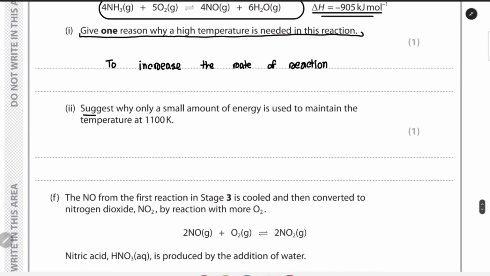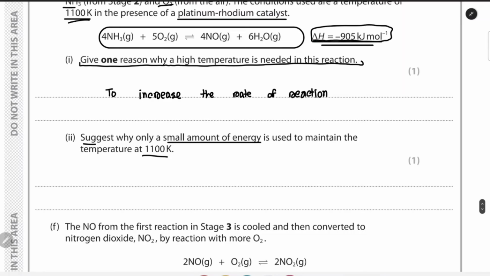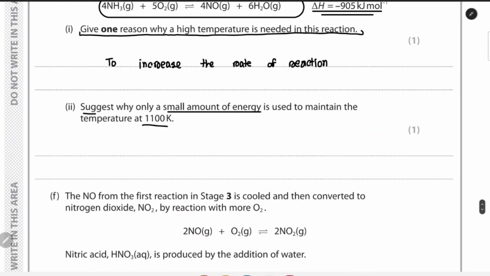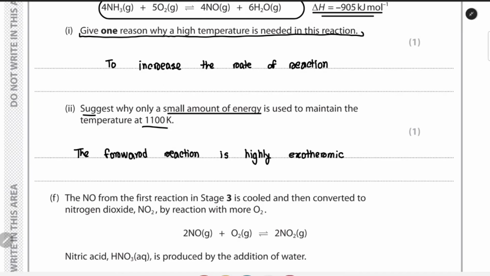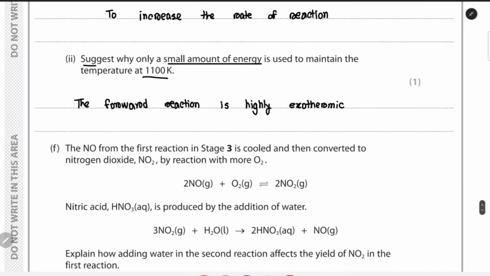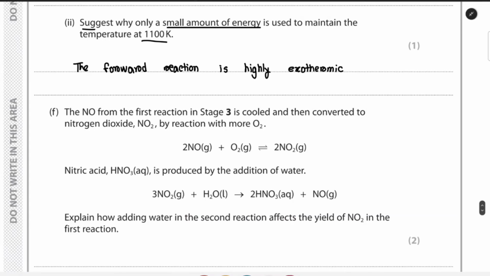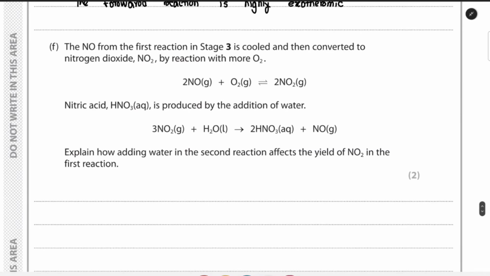Now in part 2 we have to suggest why only a small amount of energy is used to maintain such a high temperature. This is because the reaction over here is exothermic, so it releases energy. So if this reaction keeps on occurring, it will let out a lot of thermal energy, and that thermal energy is again used to maintain this high temperature. So the forward reaction being highly exothermic is the reason behind us not needing to use a lot of energy externally to maintain this high temperature.